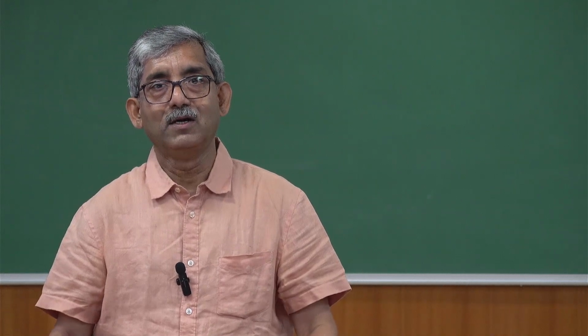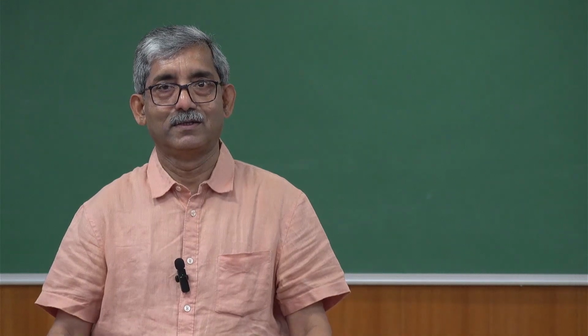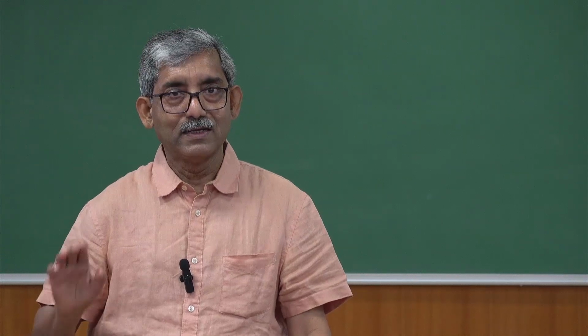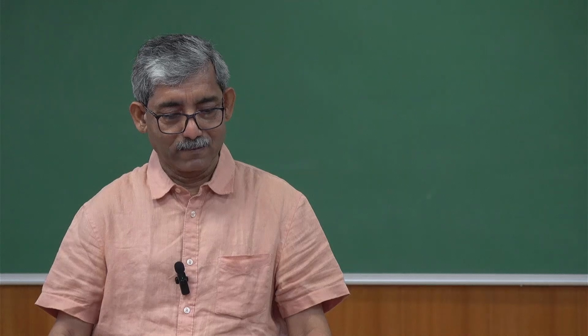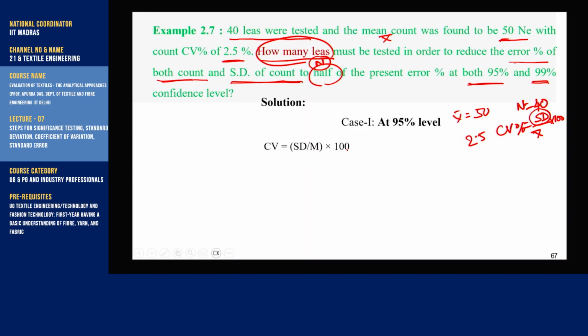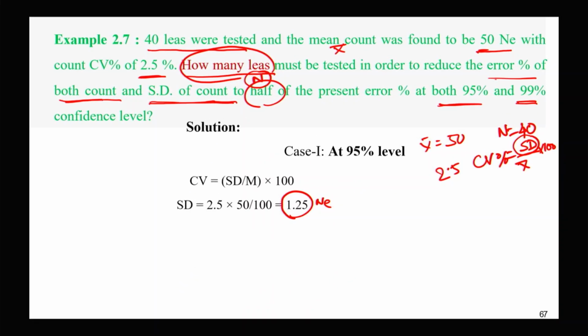First, let us calculate what is the present error percent for both count and standard deviation. First, let us do one by one. So, CV means standard deviation by mean into 100. So, from there we can calculate the standard deviation. It is coming out to be 1.25. If you see, this will be in the same unit. So, 1.25 is the standard deviation. We can consider it as a standard deviation of population.